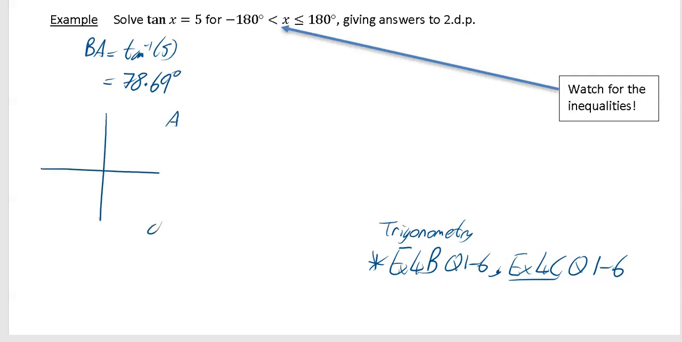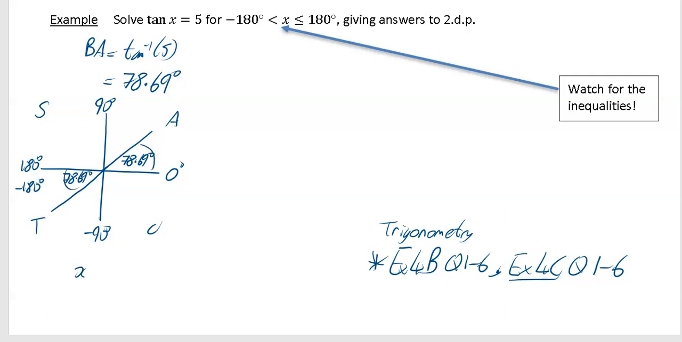Do your CAST diagram. There's a wee arrow pointing there. It says watch for the inequalities. So just be careful in this one. So label your axes 0, 90, 180, and then going the other way, it's going to be minus 90, and also minus 180. Okay, tan x is equal to 5. It's positive, so tan is positive in here or in here. So you draw your basic angle with the horizontal, of course. And then you're good to go with your angles.